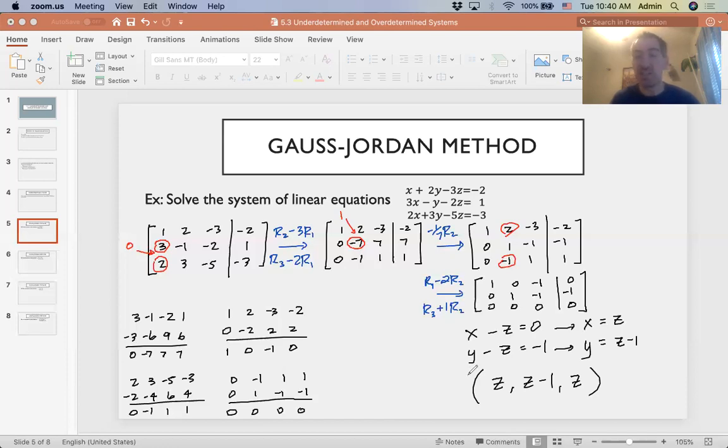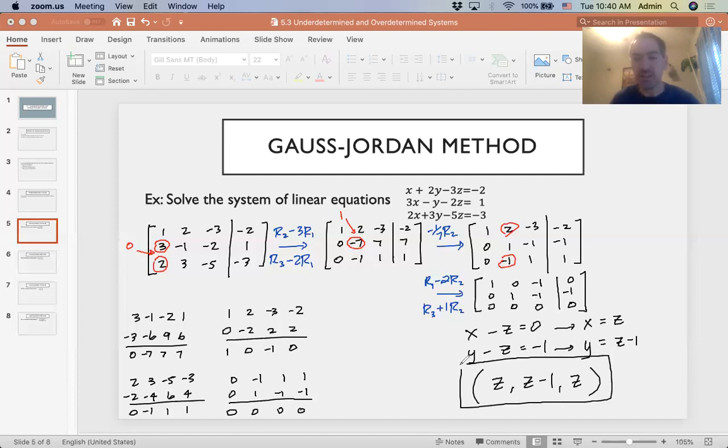So when z is equal to 1, one solution would be 1, 0, 1. If z were equal to 2, a solution would be 2, 1, 2. All those ordered triplets would satisfy our system of equations. Okay, so this would be our final answer.